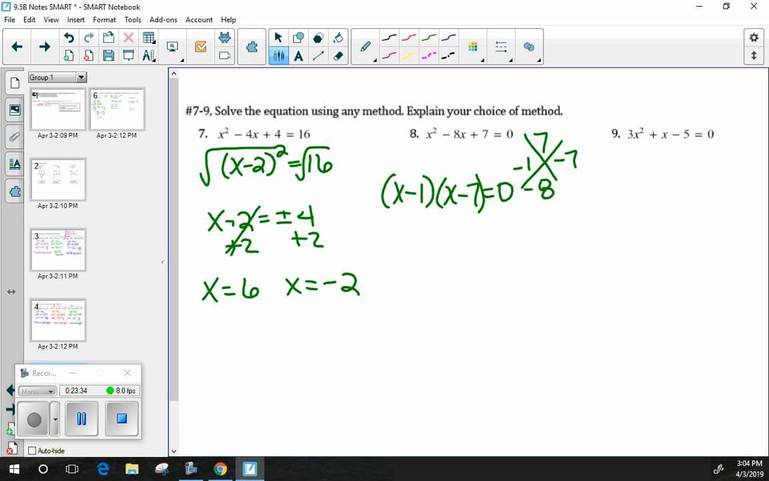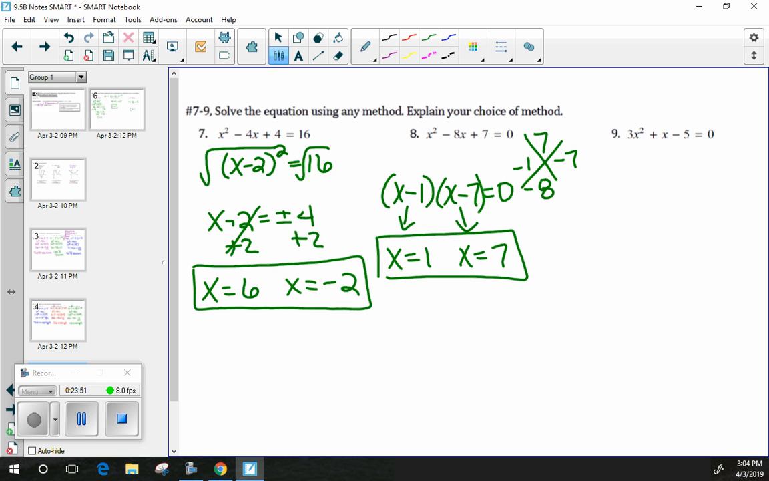Right? And then if I have this times this equals 0, the solutions are going to be whatever makes this 0 or that. So what would be our solutions here? X equals 1 and x equals 7, right? So that was a really good choice for factoring, although you still could use all of the other methods if you would like. But it was a particularly good choice for factoring, okay?